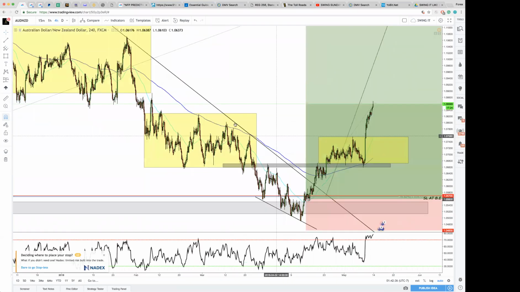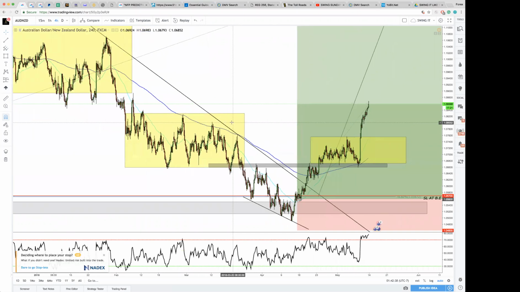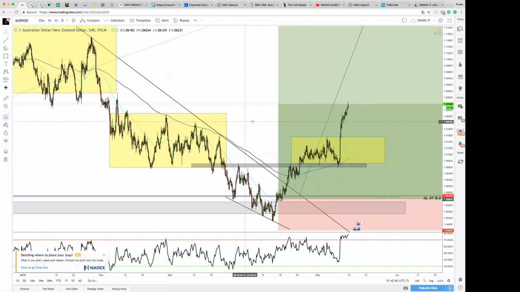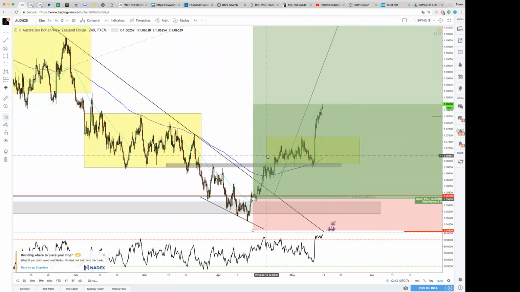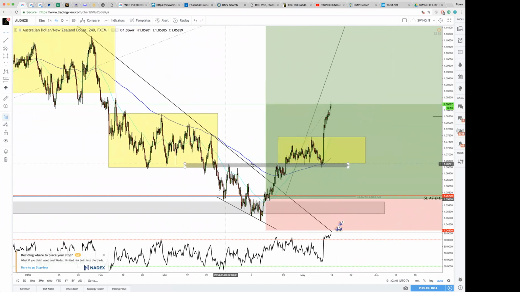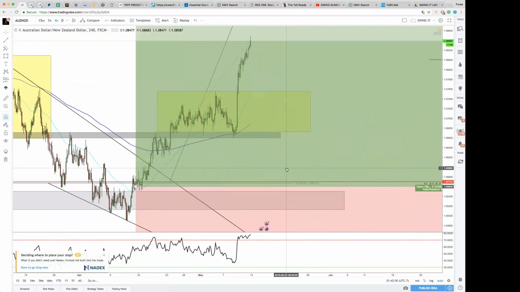All right, AUD-NZD basically did what we expected. I was pretty much expecting the price to go up, break this trend line, and then after that, break this resistance right about there with an impulse. You can see that there's a candle.